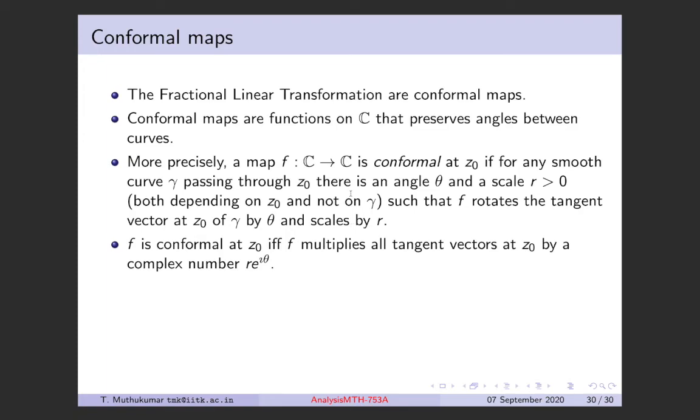What is that complex number? Precisely r e power i theta, right? This r is the dilation and theta is the angle. So something is conformal at z naught if f multiplies all tangent vectors at z naught by a complex number r e power i theta.